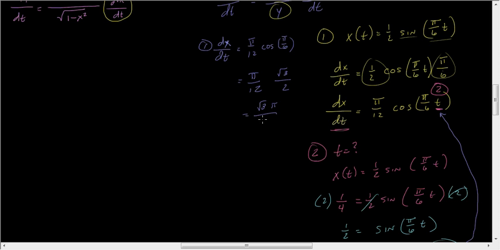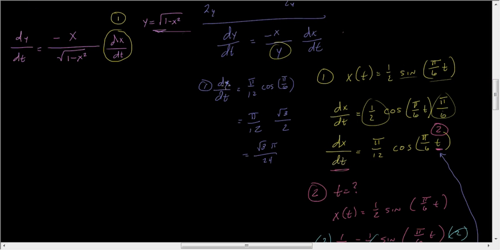All of that was an aside, because all we needed from that was dx/dt, and that's what we got. Okay, so let's go ahead and work back on our original problem here. dy/dt is equal to -1/4 divided by the square root of 1 minus 1/4 squared, times the square root of 3 pi over 24.